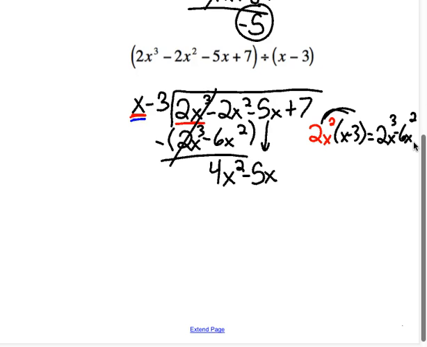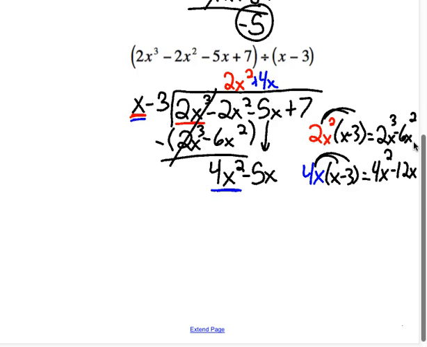Now I focus on getting that x to cancel my 4x squared. So to cancel a 4x squared, I need a 4, and then I need one more x to make it cancel. I'm sorry, I forgot to put that first term up there. So 2x squared. Now I need a positive 4x, and I need to multiply that to the x minus 3. So I distribute that through: 4x squared minus 12x.